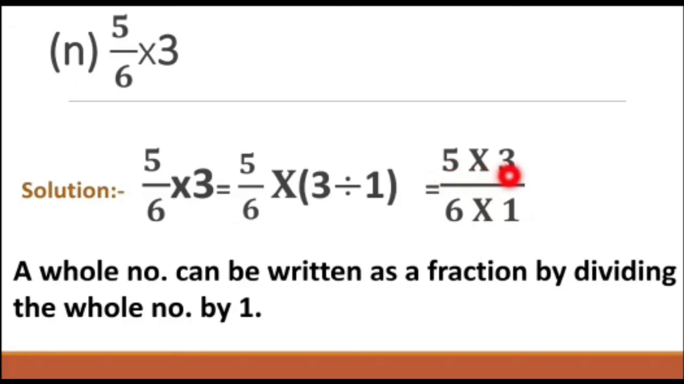So 5 multiplied by 3 upon 6 multiplied by 1. Here we can see that in numerator and denominator there is 3 and there is 6. So we can divide this 6 by 3. So here 3 ones are 3 and 3 twos are 6, right? Now we can see that here 5 multiplied by 1 and 2 multiplied by 1. So now we can multiply directly. So here 5 ones are 5 and 2 ones are 2. So the answer is 5 by 2.